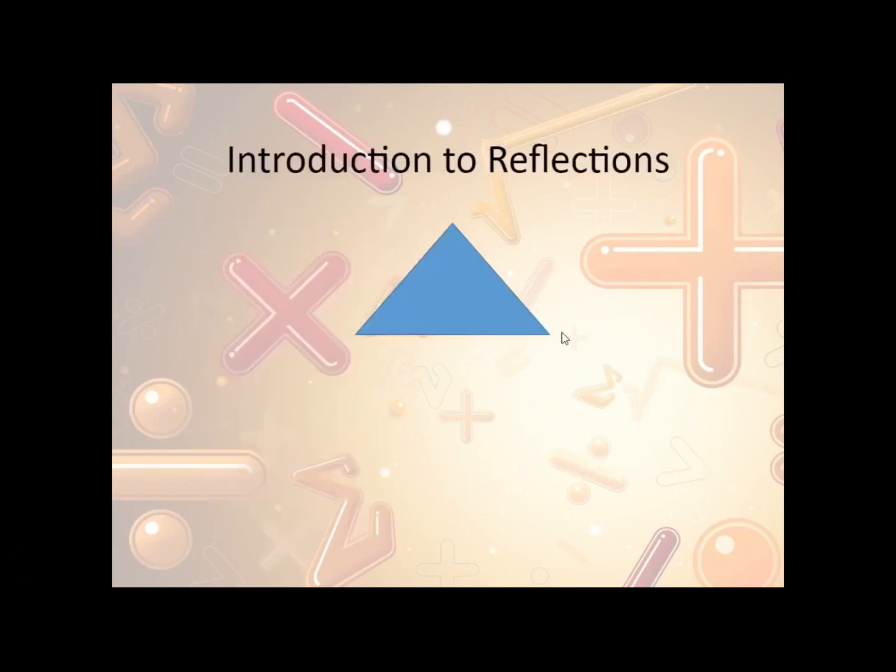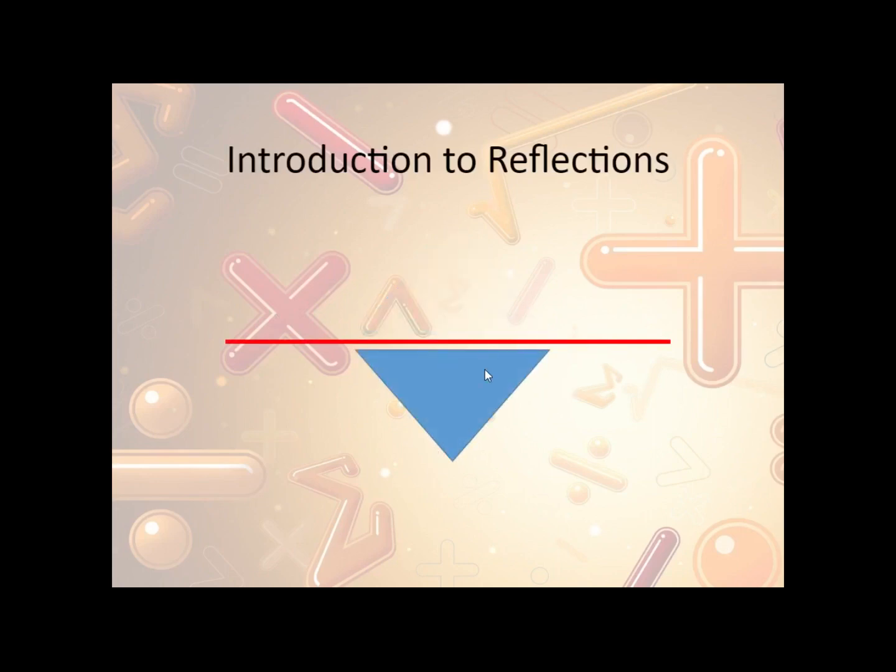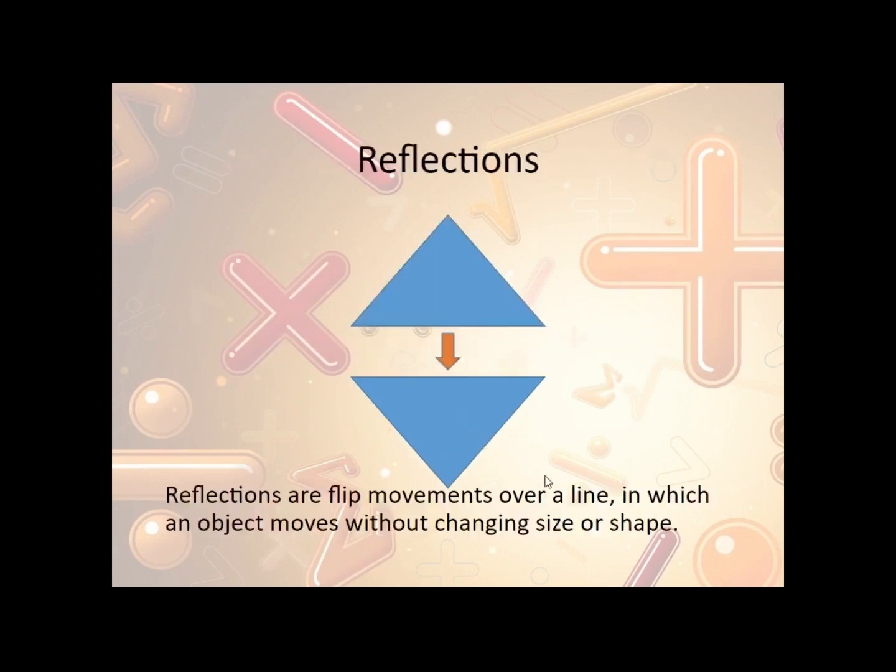So that's a reflection. So, introduction to reflections. Reflections over a line: we start with, for instance, a triangle here. If we flip it over, it becomes like this. So if we flip it over that line, it becomes this way. So it can be up and down, or it could be side to side. So it could flip and go over here as well.